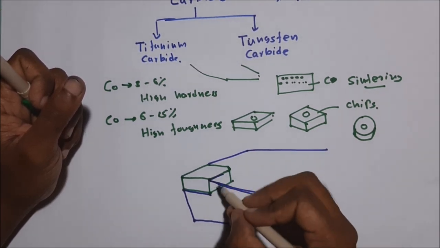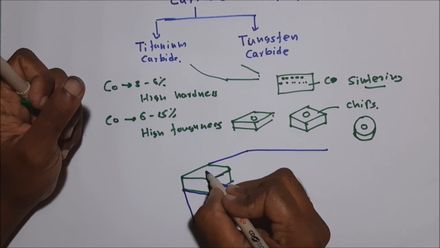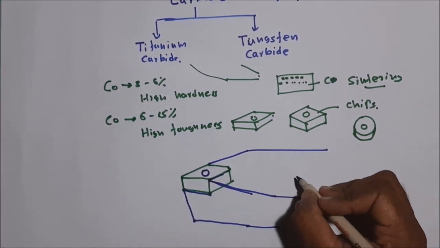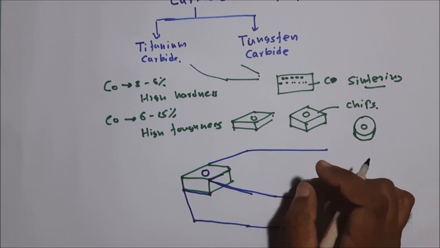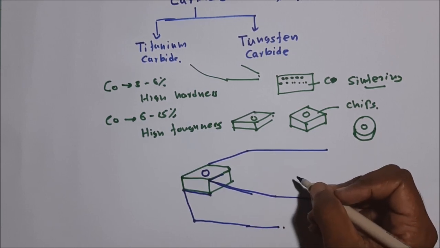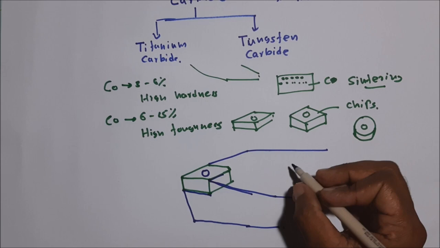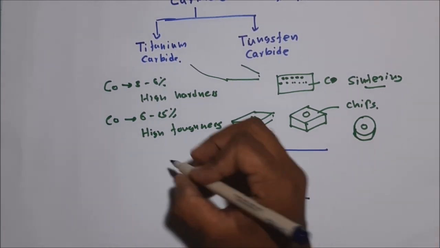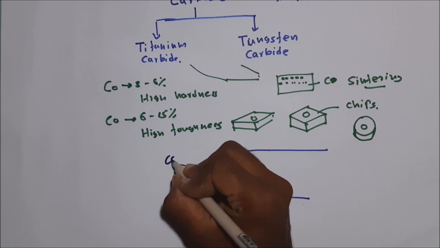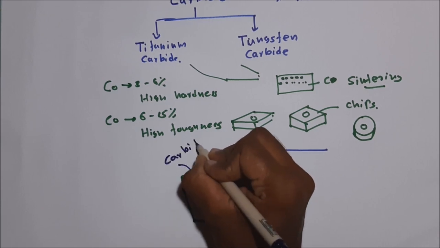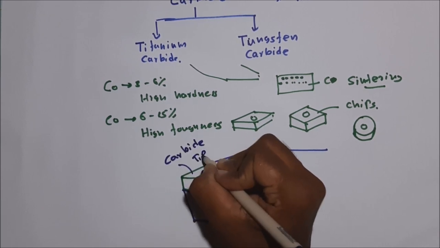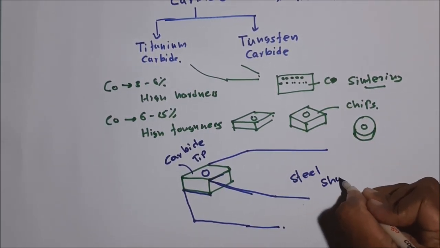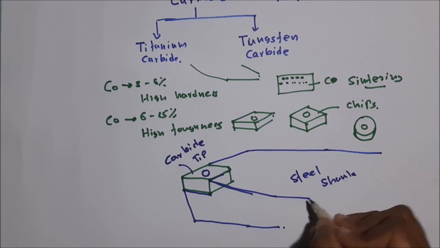Okay. Then this is mounted using the screw, mostly on the steel shank, or high carbon steel shank. Then this is the carbide tip.